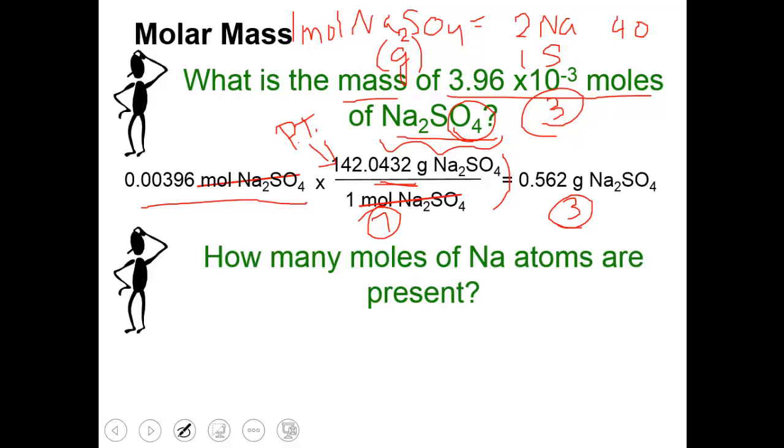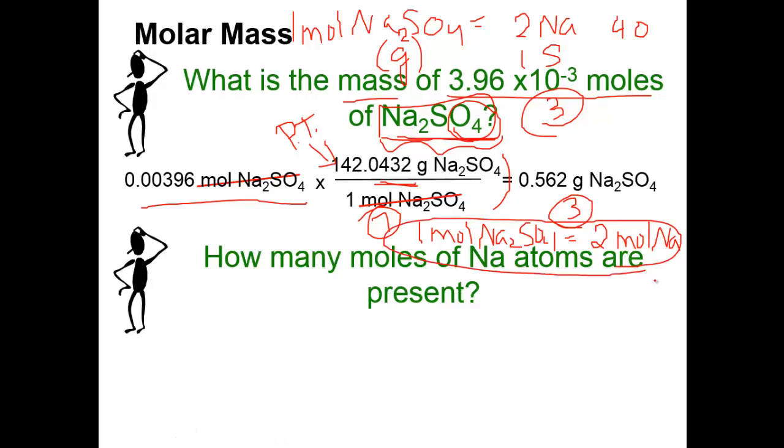Now, we can ask in that sample then, how many moles of sodium atoms are present? Well, you might ask, how am I going to get moles of sodium from this formula? Well, just look at the formula. For every 1 mole of sodium sulfate, there are 2 moles of sodium. There's 1 mole of sulfur and 4 moles of oxygen. So we can make up a conversion factor directly from the formula of the compound.